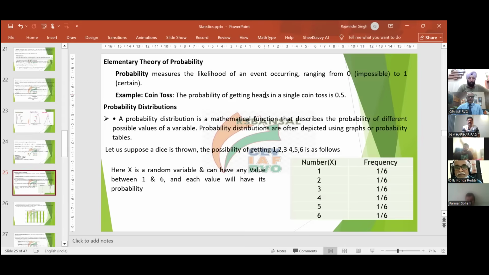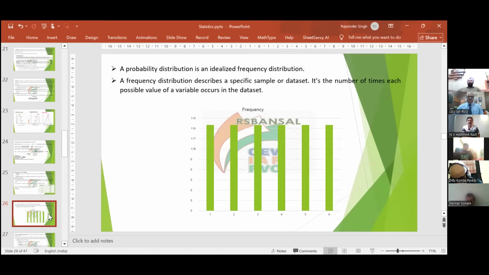When you draw this probability distribution on a graph, it will be like this. Each of 1, 2, 3, 4, 5, and 6 has an equal probability of 1 by 6. See here. So a probability distribution is an idealized frequency distribution. A frequency distribution describes a specific sample or data set. It is the number of times each possible value of a variable occurs in a data set.